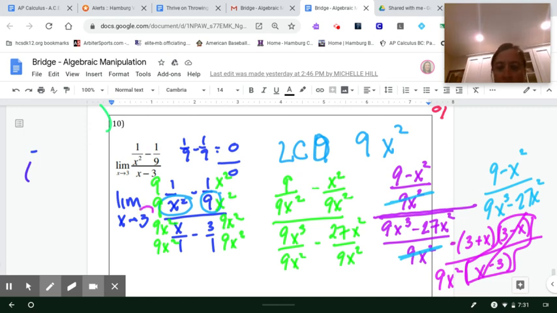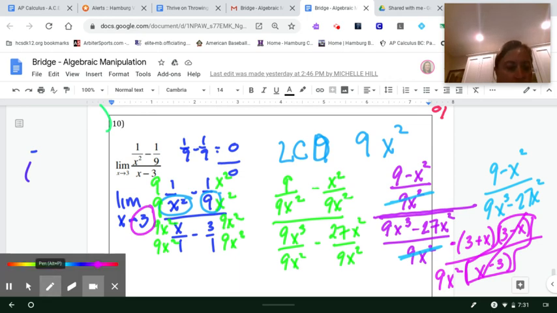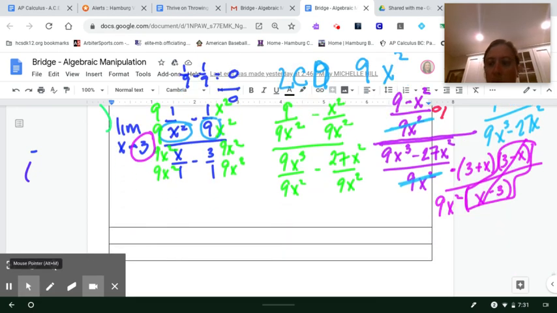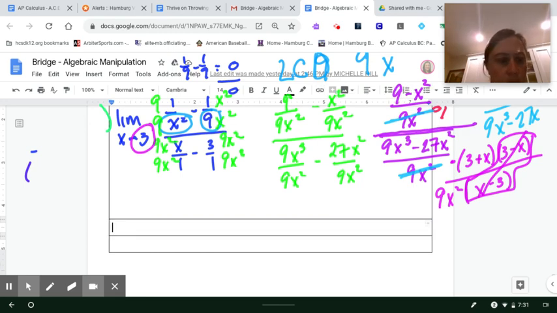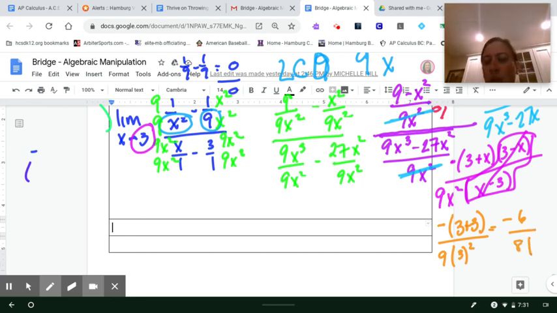And now I just have to evaluate that limit at 3 again. So I'm sorry, I'm running out of room. I'm going to kind of work backwards here. Actually, I might have a little here. So I have negative, I have 3 plus 3. So that's going to get me -6. And on the bottom, I have 9 times 3 squared. 3 squared is 9. 9 times 9 is 81. And you can reduce it or leave it. It doesn't matter. But we've got our final answer there.